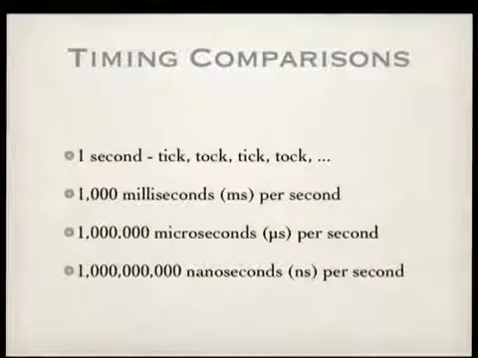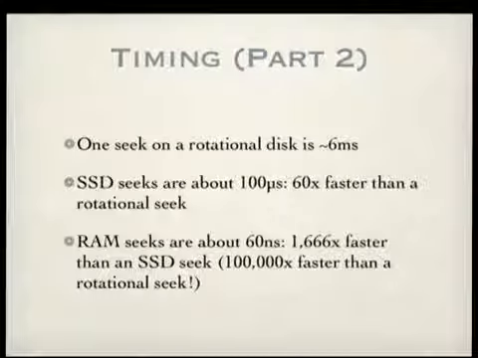All right, I said that we'd have a brief slide on this. Since many of you are probably from around here, you're probably familiar with these, but it helps me to think of the order is very different. When we were talking about RAM has an access time of nanoseconds versus disk has an access time of milliseconds. So 1 seek on a rotational disk, about 6 milliseconds.